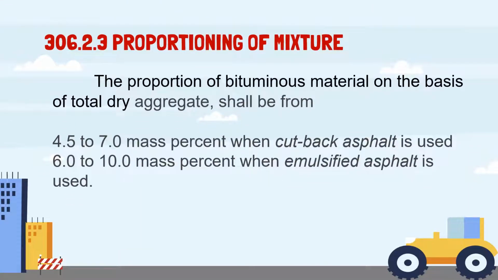Item 306.2.3 Proportioning of mixture. The proportion of bituminous material on the basis of total dry aggregate shall be from 4.5 to 7 mass percent when cutback asphalt is used, while 6 to 10 mass percent when emulsified asphalt is used. The density of the aggregate is required in the mixture proportioning to establish the weight-volume relationship. For the purpose of mixture proportioning, it is important to know the space occupied by the aggregate particles, including the pores within the particles. Next.